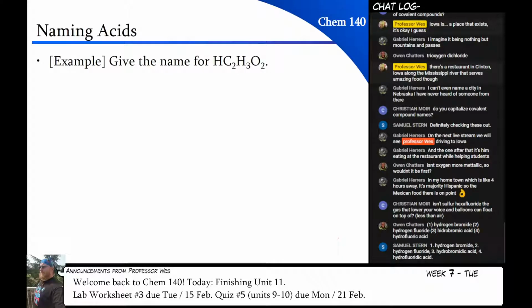All right, so here's an example. What is this? You got to go look up what this polyatomic ion is, find out what it ends in, and then give me the name. I'll give you a minute to do that.